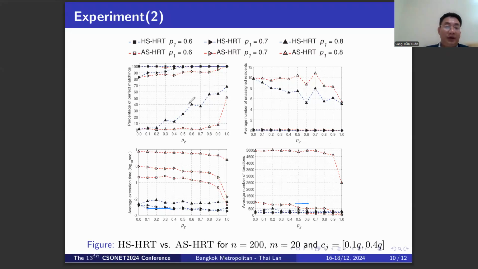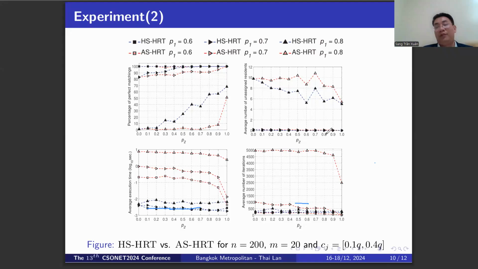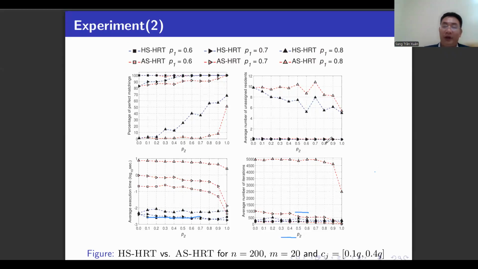As you can see here, our proposed algorithm has better results in the percentage of perfect matching. We also still have a lower number of unassigned residents. And for the execution time, we have a lower execution time. So for both experimental scenarios, we still have a faster execution time and a higher percentage of perfect matching.